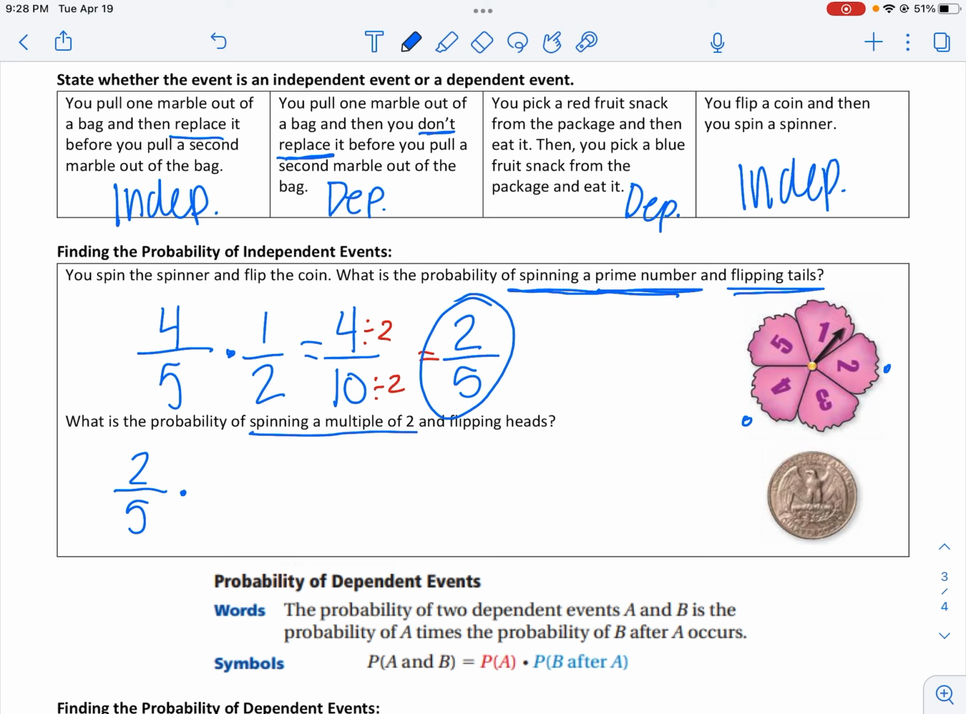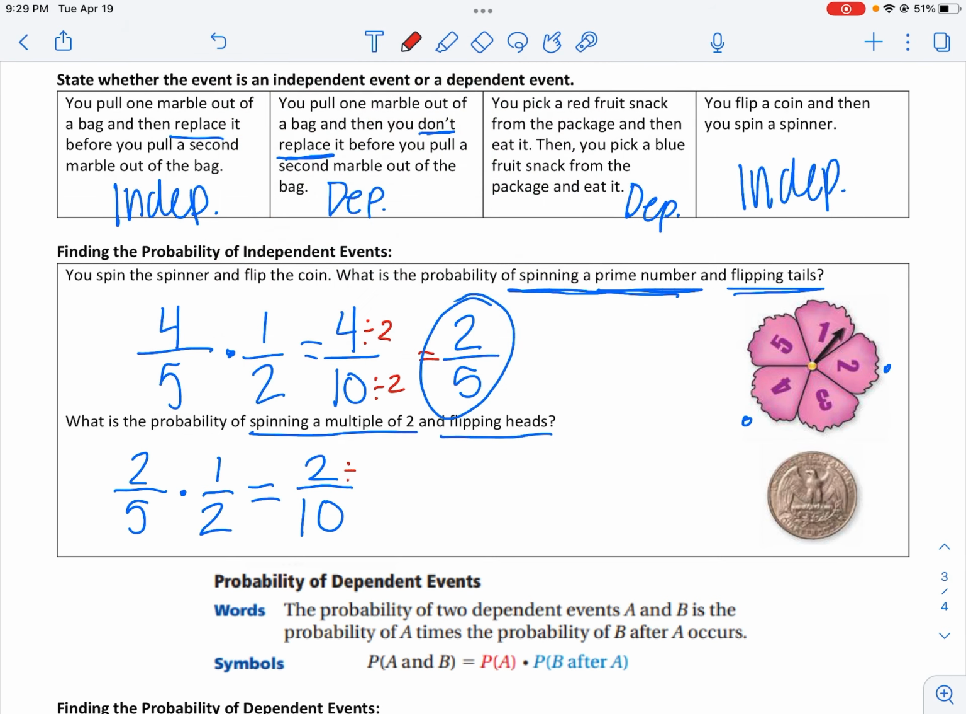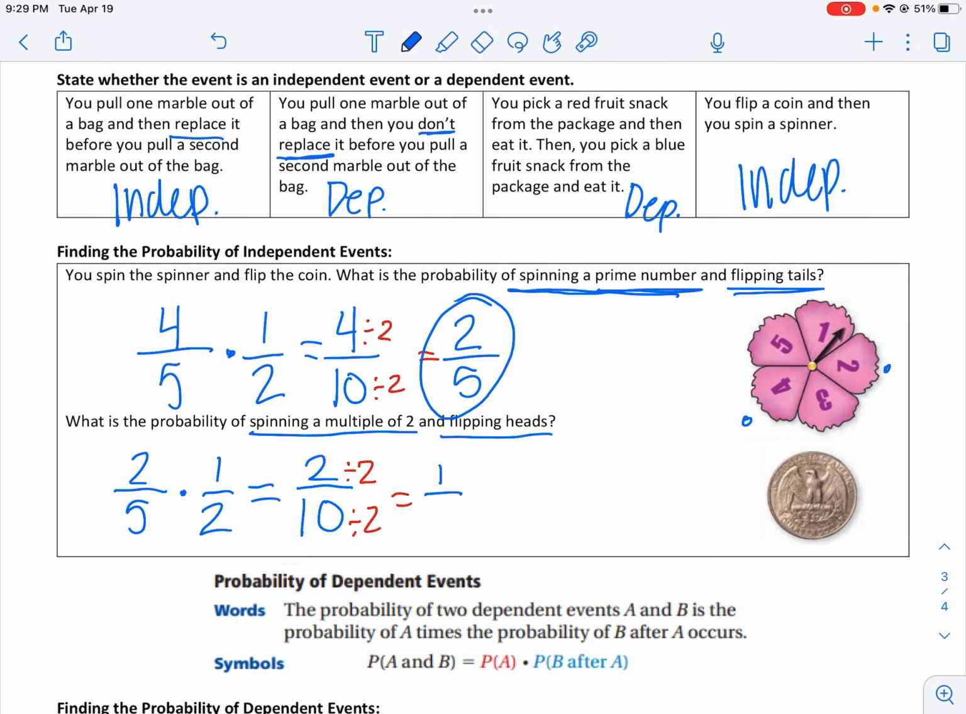And then we have flipping heads. The probability of flipping heads is 1/2. So multiply across. 2 times 1 is 2. 5 times 2 is 10. We can simplify both of those by 2. And we should get 1/5 as our answer. Okay.